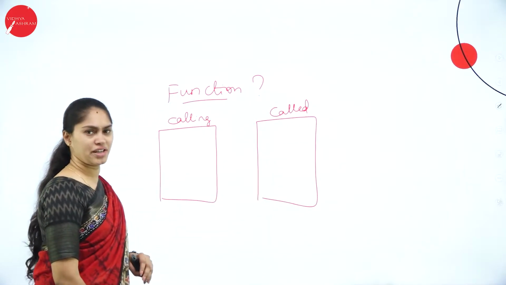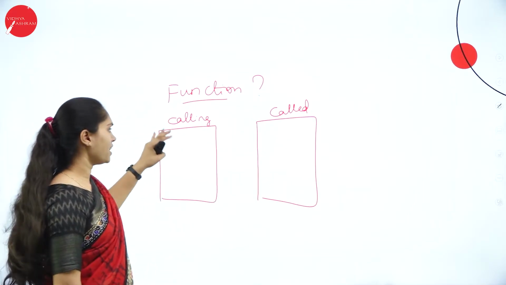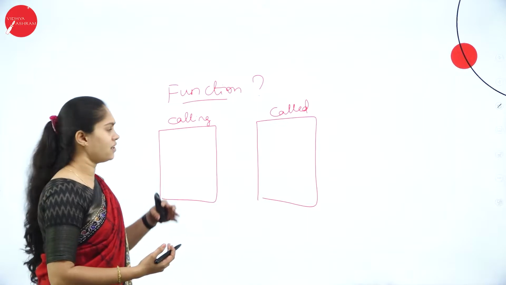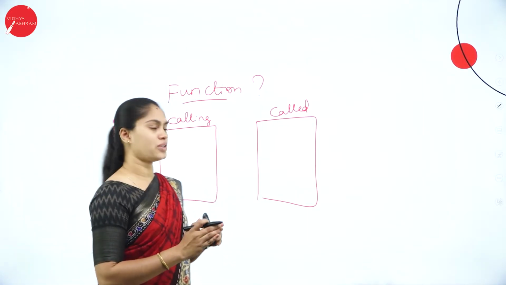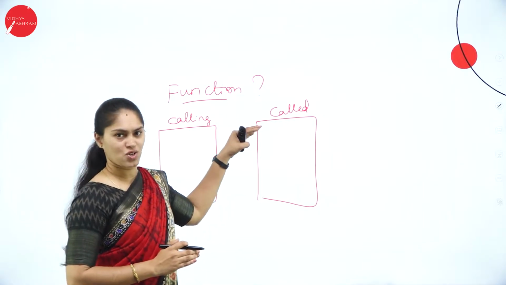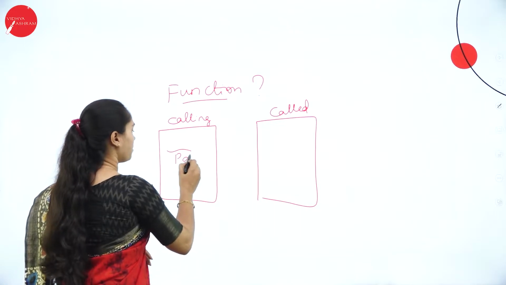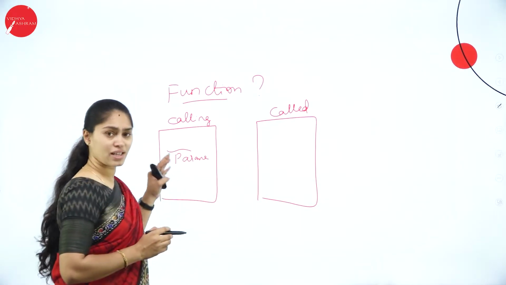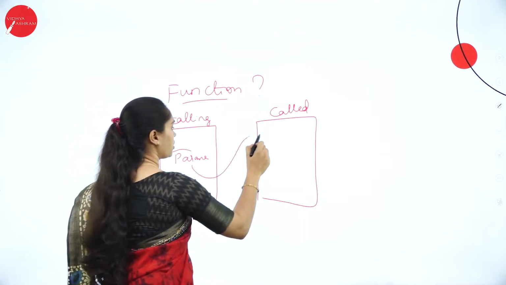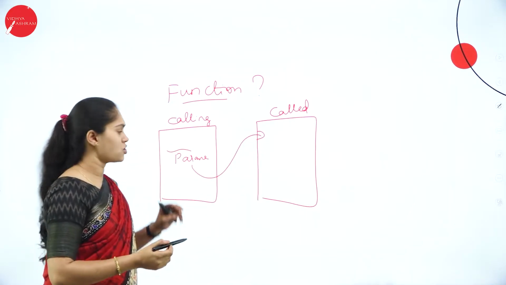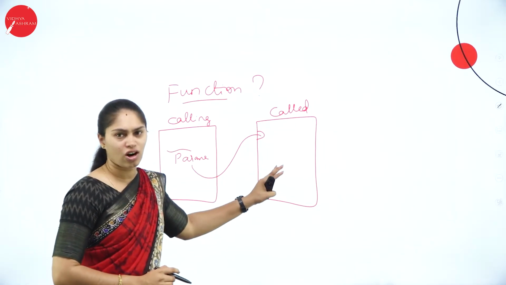So two terminologies you need to remember: calling function and called function. So in the calling function, what is going to happen? As I told earlier, we wanted to perform a particular task. In order to do that, we will be having this function, right? In the calling function, I am just going to take the parameters, whatever inputs I require, everything that I am going to mention in the calling function will reach the called function. At that time, control will be going from the calling function to the called function.